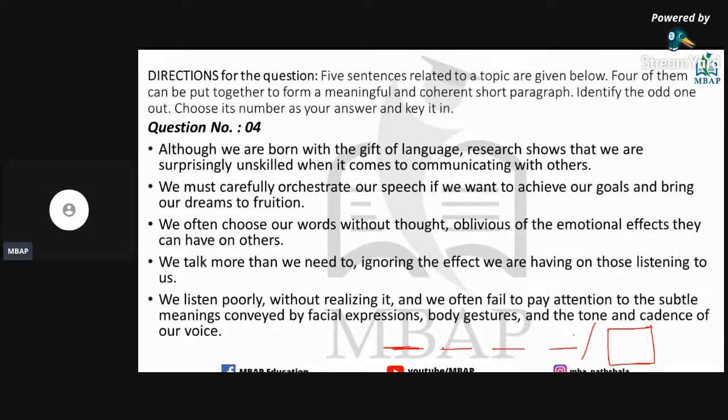Okay. So the first sentence in question 4 says, although we are born with the gift of language, research shows that we are surprisingly unskilled. Oh my god. So this talks about a negative quality. Yes or no? Guys, yes or no? It talks about a negative quality.